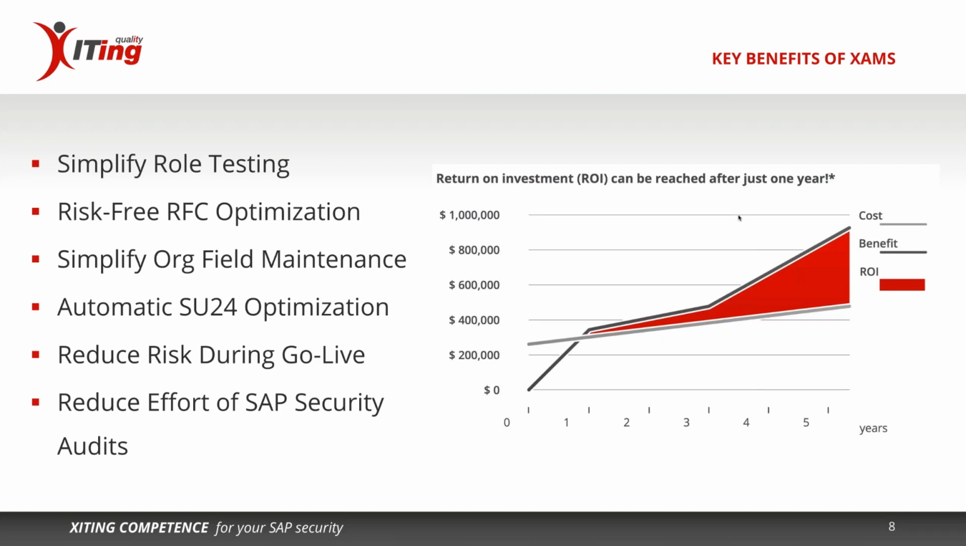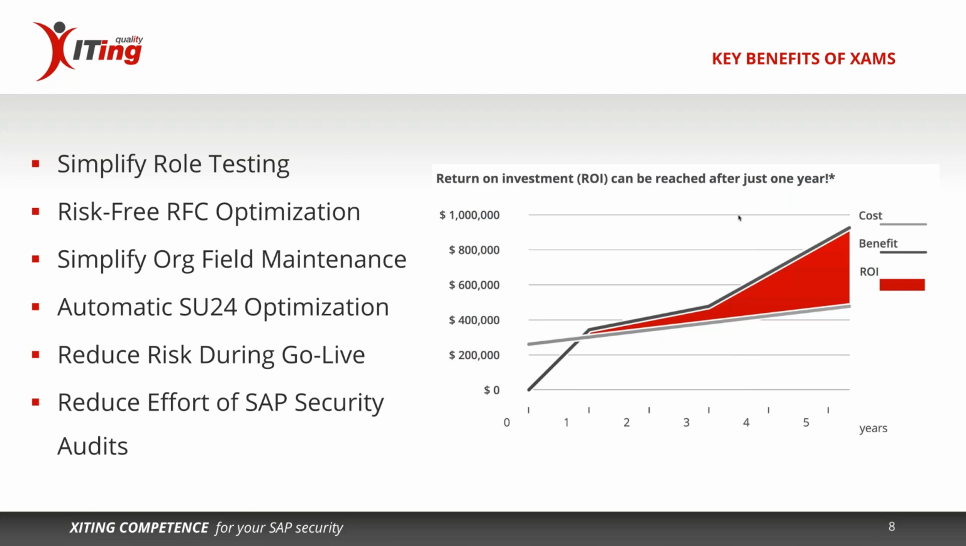The key benefits of the XAMS are, and I've already mentioned some of those, to simplify role testing. That's probably the cornerstone of the XAMS, to help you test new roles without distracting your business users and your testers. We can also help you to optimize RFC interfaces, and we can do that risk-free and in production. We can help you with basically giving you the capability of derived roles, but for org fields. So we can help you to mass replicate roles across org fields, and we do that using a module called the role replicator.